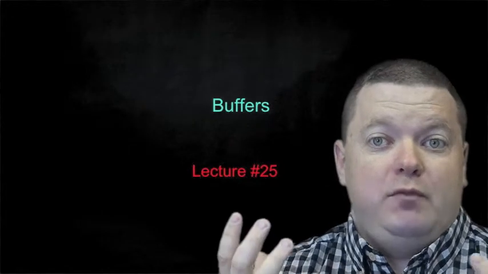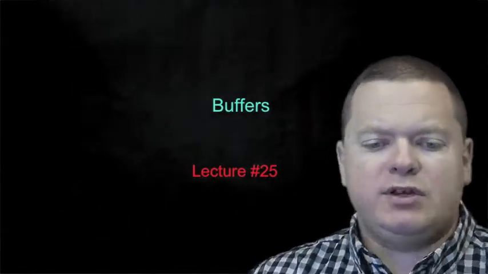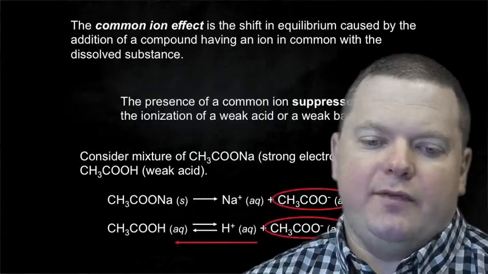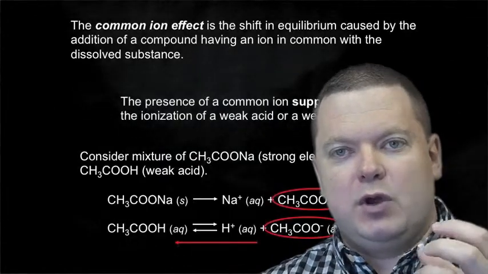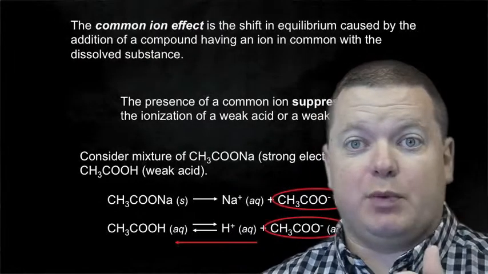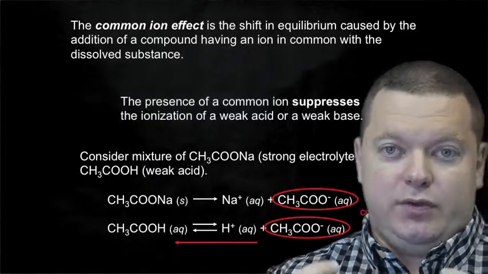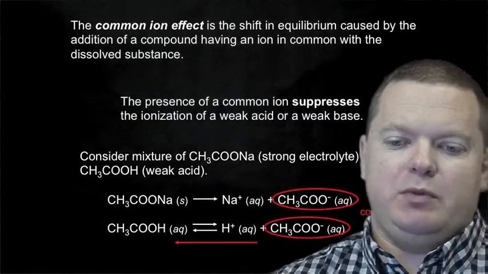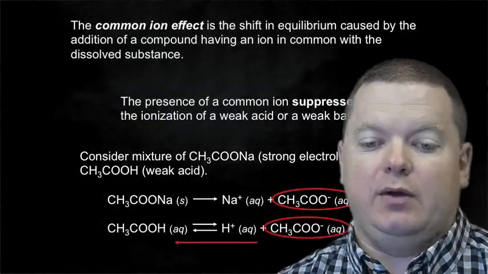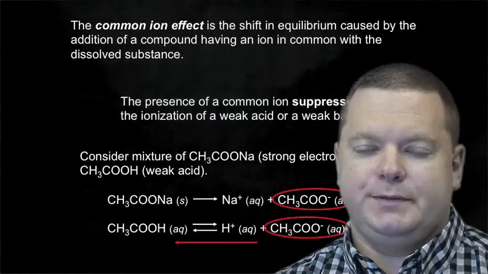But what we're going to start with is talking about what happens if we have an equilibrium reaction where we have more than one thing present. Right? And we're going to start by defining what we call the common ion effect. So we're looking at the effect on an equilibrium expression if we have an ion already present. The common ion effect is the shift of equilibrium caused by the addition of a compound having an ion in common with a dissolved species.